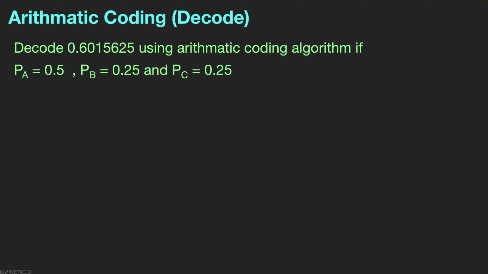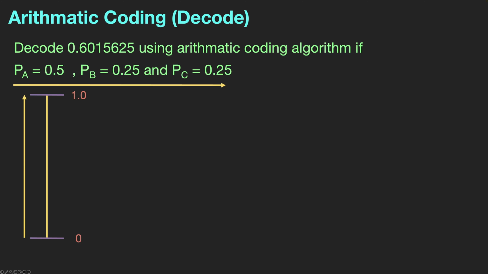We will decode the code word 0.6015625 using the arithmetic coding algorithm, where the probability of symbol A is 0.5, the probability of symbol B is 0.25, and that of the symbol C is 0.25. The important thing is that the order of the probabilities must follow A, then B, then C. We need to consider the full probability interval from 0 to 1. Now we will divide this interval with the probability of A, then B, then C.